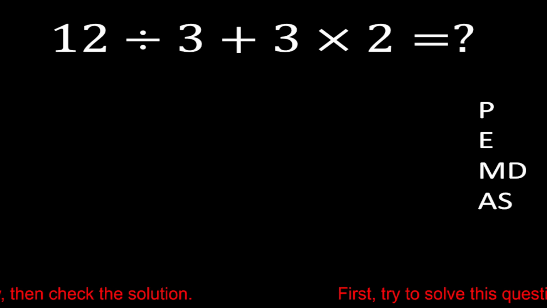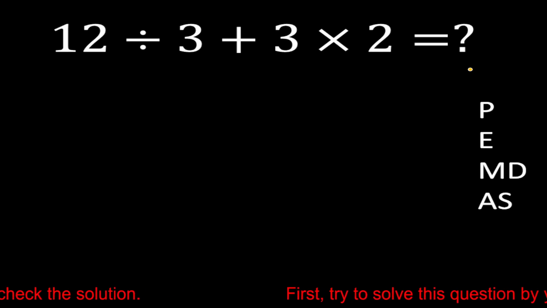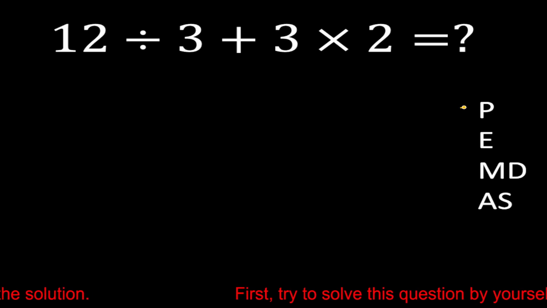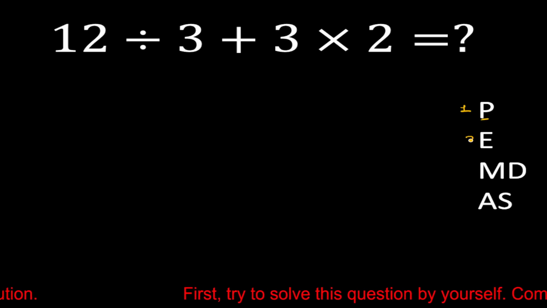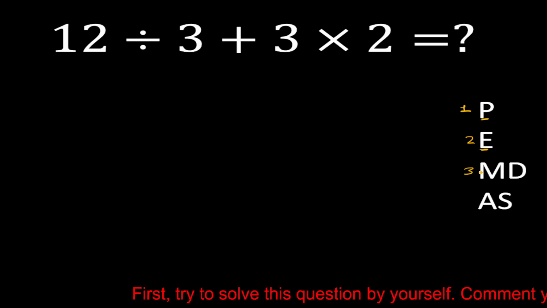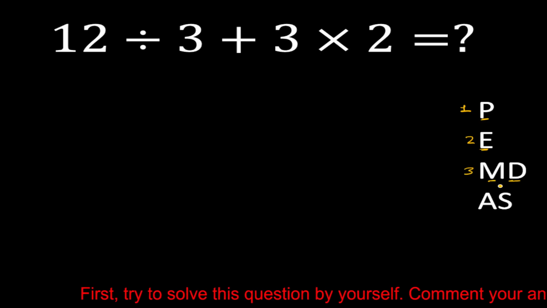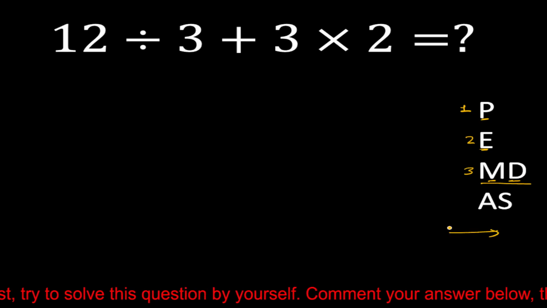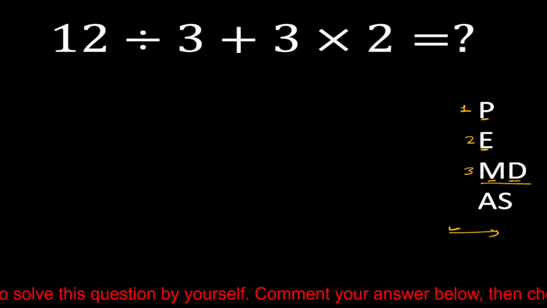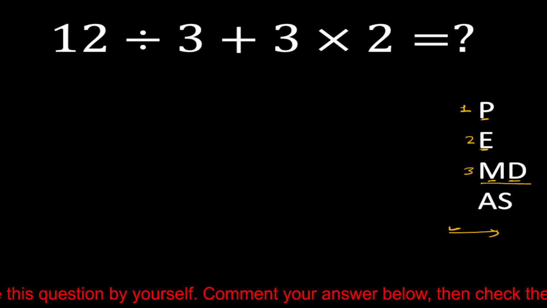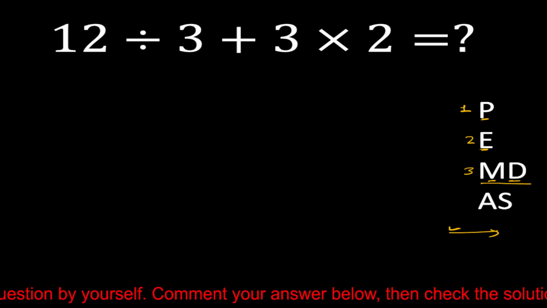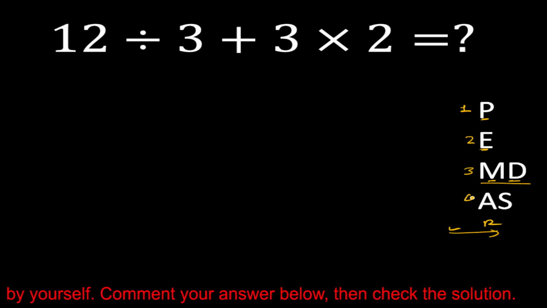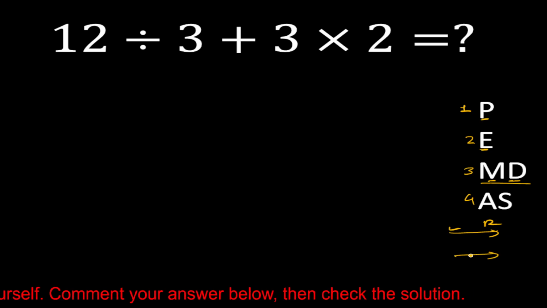So let's solve this problem correctly by using the PEMDAS rule. First priority is parentheses, second priority is exponents, third priority is multiplication and division. Here multiplication and division both have equal priority, so we have to solve it from left to right. Then fourth and last priority is addition and subtraction. Also, addition and subtraction both have equal priority, so we have to solve it from left to right.